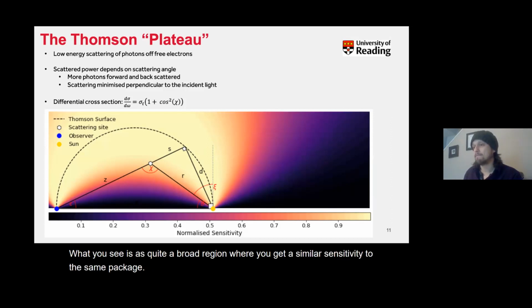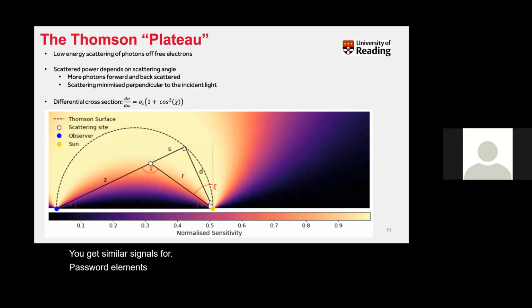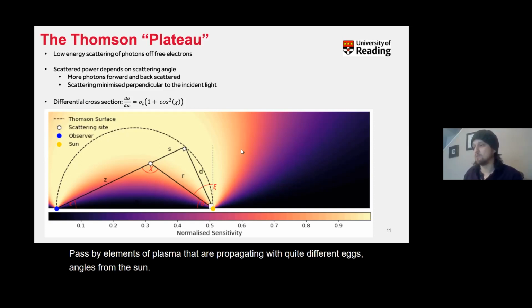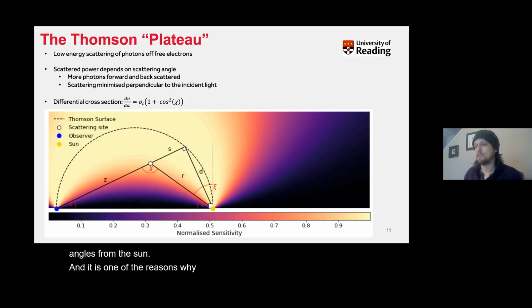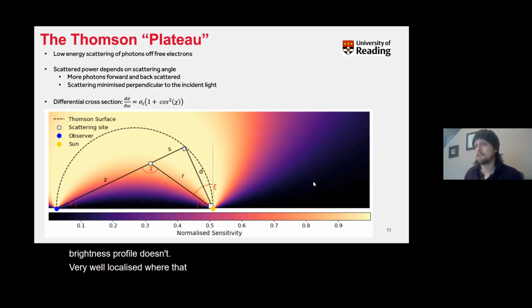And what this means is you get similar signals for elements of plasma that are propagating with quite different exit angles from the sun. It is one of the reasons why it can be quite tricky to do photometry with heliospheric imagers. The wide angle nature of it means that the brightness profile doesn't very well localize where that package of plasma is in space.